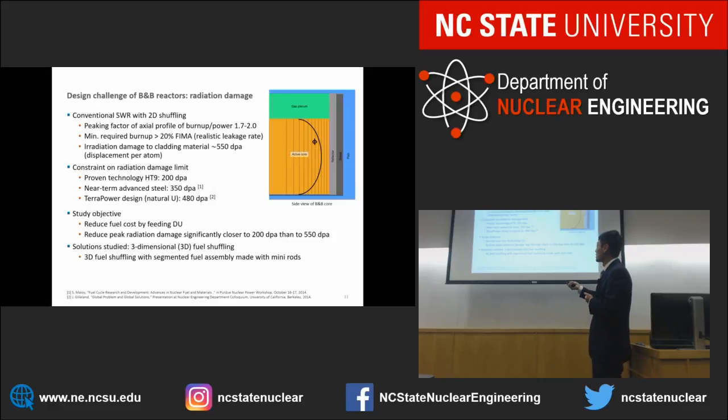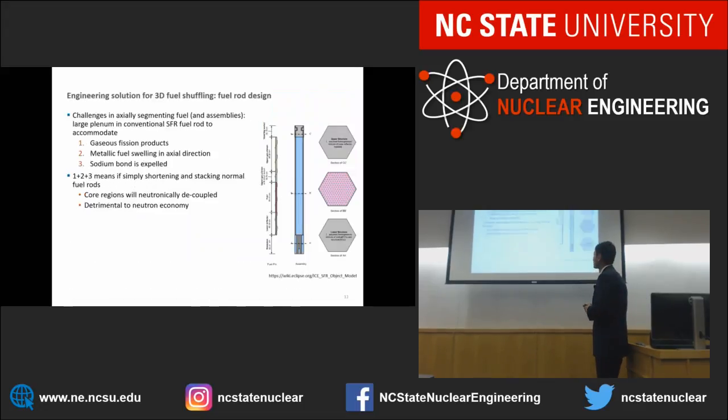So we decided that we want to stay with the normal fuel assembly design, but we want to chop the fuel assembly into different pieces in the axial direction. Every time we reload, we shuffle the fuel. We not only relocate the assembly to a different radial location, but also change its axial location, with the hope that we can minimize the peaking in the radiation damage level.